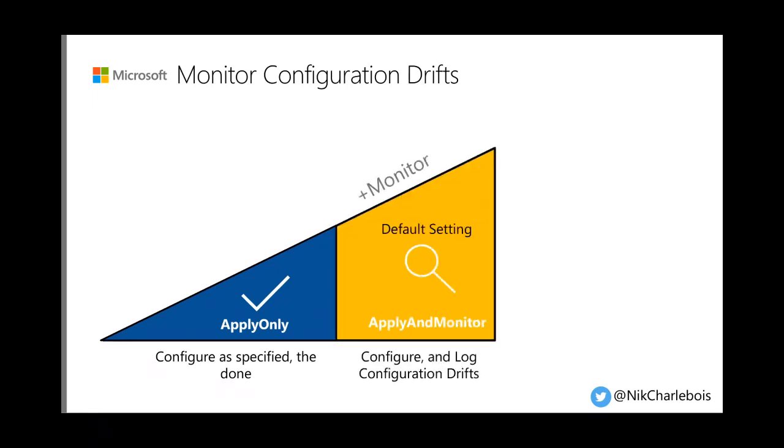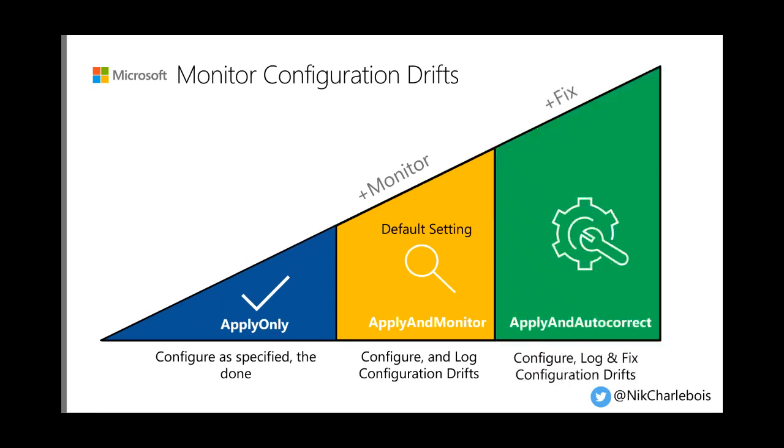The second option, which is the default one, it's called apply and monitor. So that one will do the 15 minutes consistency check. If it detects that there's a drift, it will log it in Event Viewer. So that's the default mode. And then the third mode, which is extremely powerful, but also extremely dangerous if you don't know what you're doing, is the apply and autocorrect. Okay, so that one will automatically detect a drift and fix it.